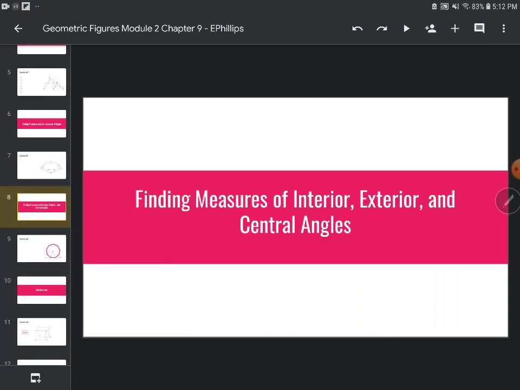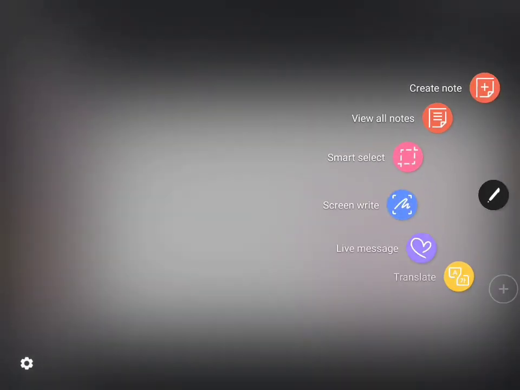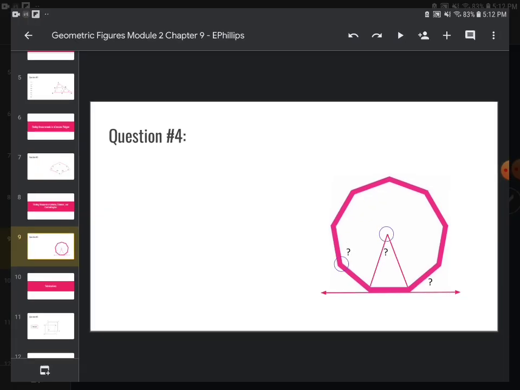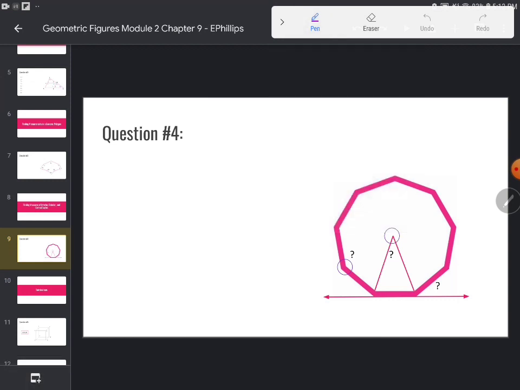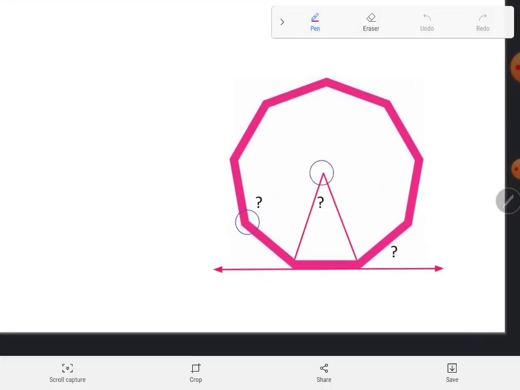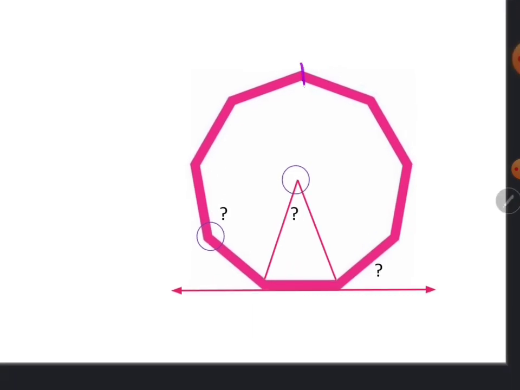Next up, we're going to find measures of interior, exterior, and central angles. So we have a model right here. We're going to approach this problem the same way that we did the last one. This right here is a nonagon, meaning that it's going to have 9 sides and 9 angles. And we can double check that with this. We have 1, 2, 3, 4, 5, 6, 7, 8, 9.